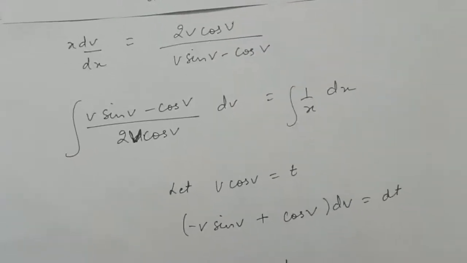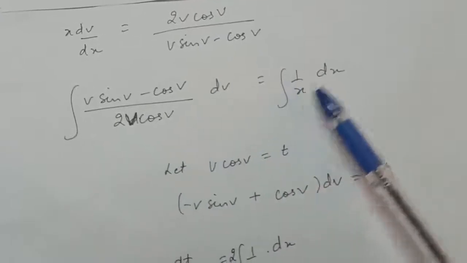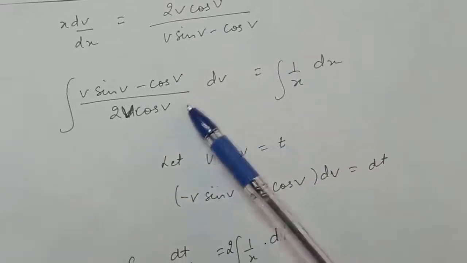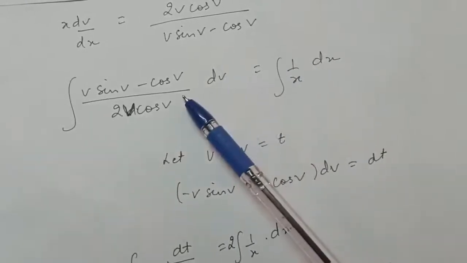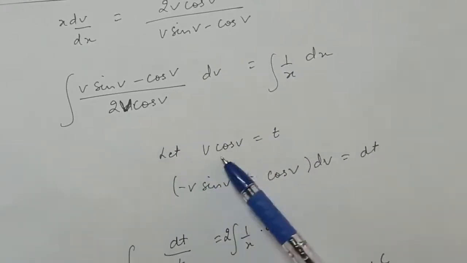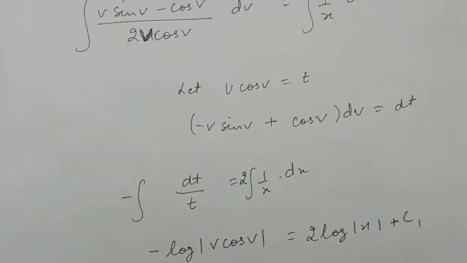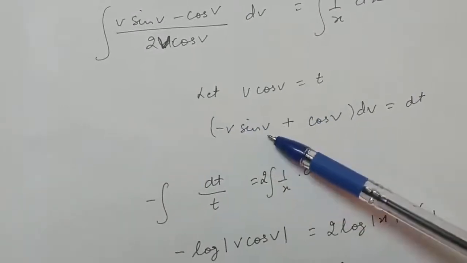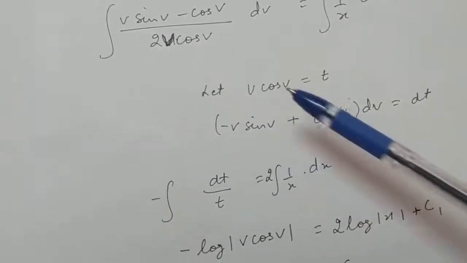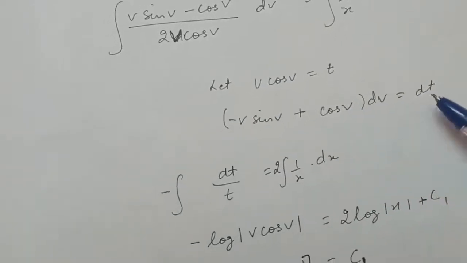Now separate the variables. So you will get this into dv equal to 1 by x into dx. Integrate both the sides. This integral we know is log mod x. Now see, for this integral, let v cos v equal t. Now differentiate both the sides. So v as it is, derivative of cos v is minus sin v, plus cos v as it is, derivative of v is 1, into dv equal to dt.